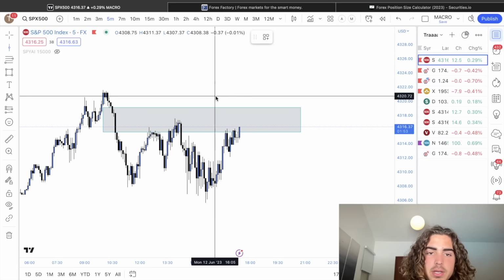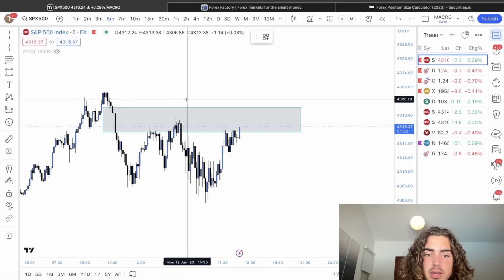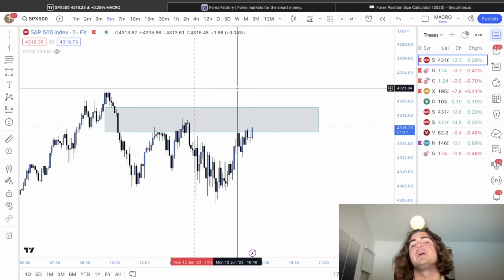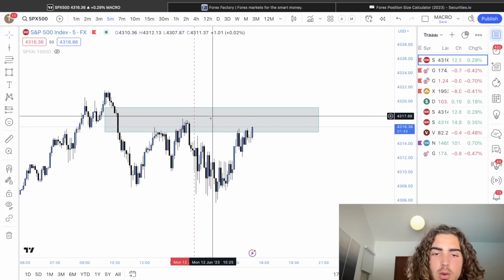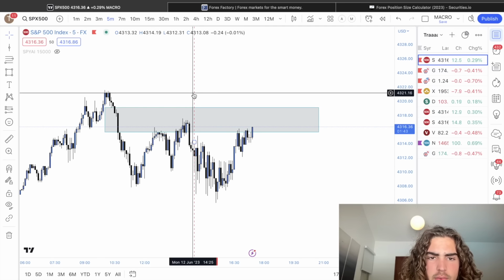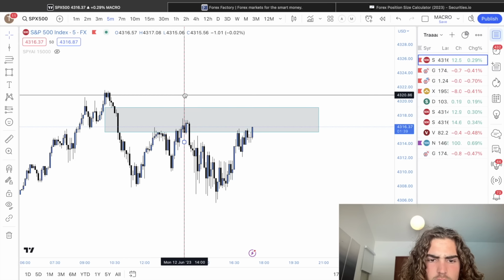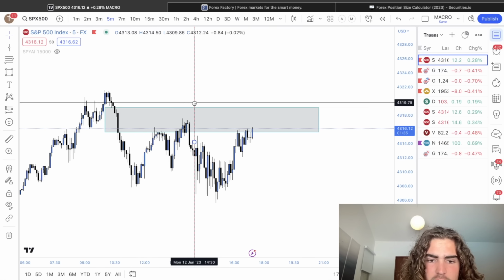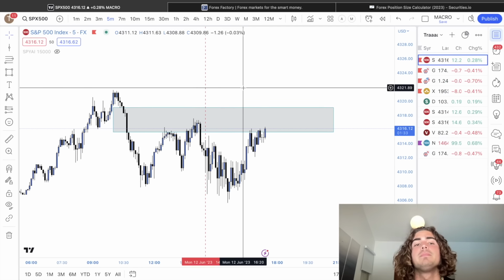Scaling down, where is market open? We'll talk about the value that market open gives us later once we've covered all the building blocks. But we have market open right here. Oh yeah, no, that was correct. We have market open right here.